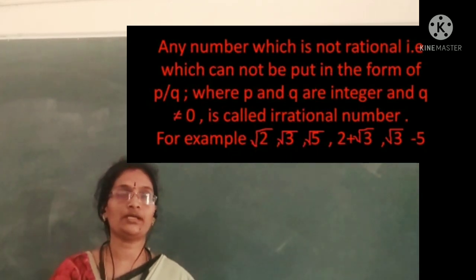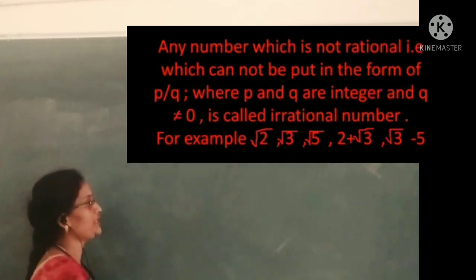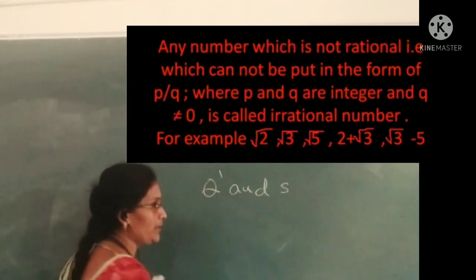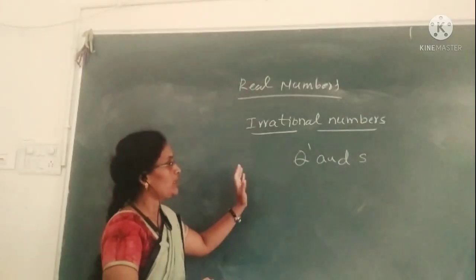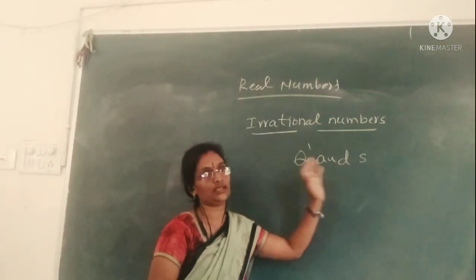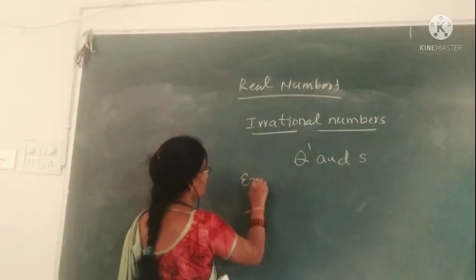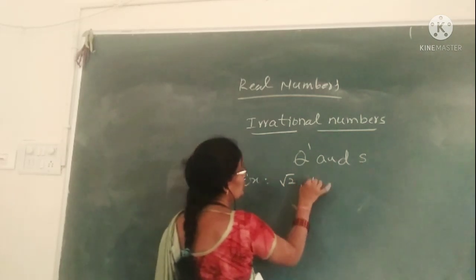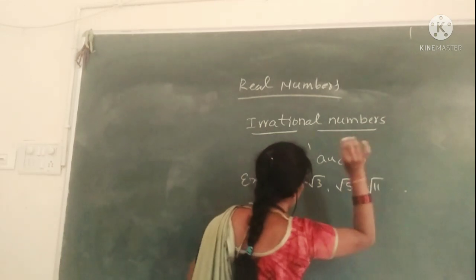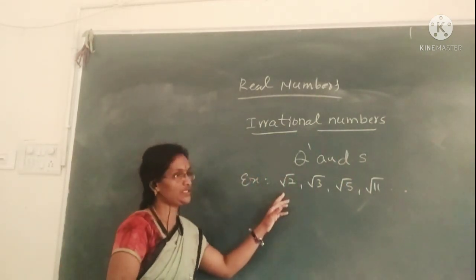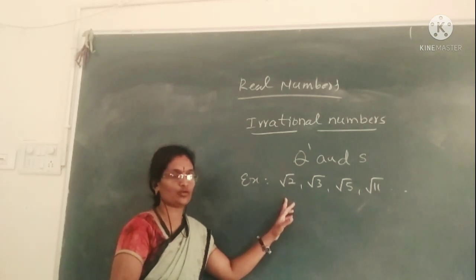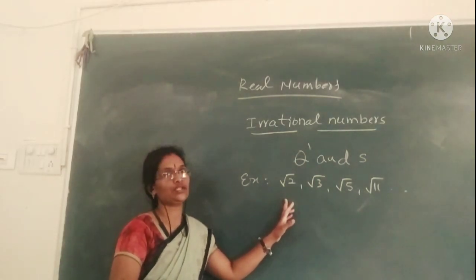So irrational numbers, what are they? We represent the set of irrational numbers as Q dash. For example, root 2, root 3, root 5, root 11 and so on. Root n, where n is a natural number that is not a perfect square. These numbers are called irrational numbers.